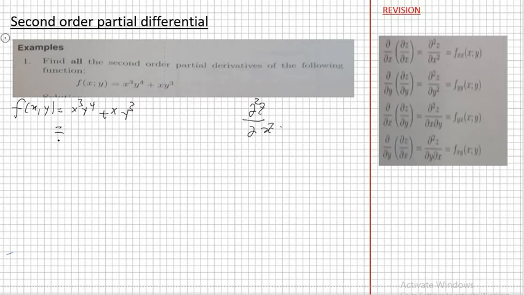We will first derive that with respect to x, while treating y as a constant. So the first term will be 3x squared, and then y to the fourth is a constant since we are deriving with respect to x, and then the second term is y to the power of 3. So I just derive it with respect to x. Then again I will have to derive it with respect to x.